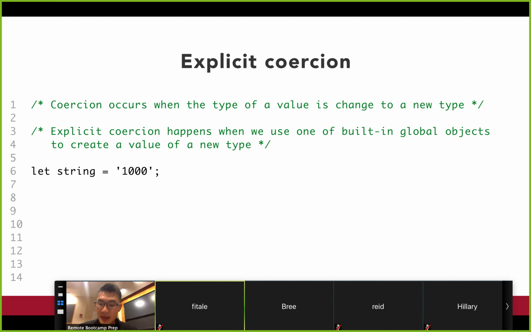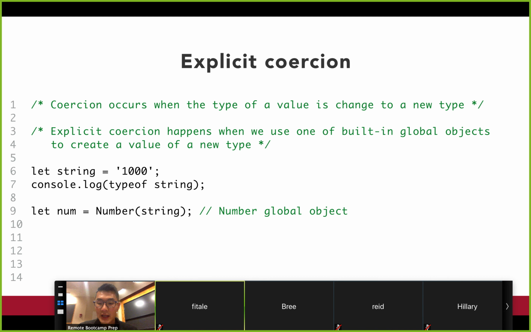Explicit coercion actually happens across any data type that we can imagine, right? So here on line 6, we create a variable called string. It's lowercase, so we're not dealing with classes just yet. And the value of string is not the number 1,000. It's the string with 4 characters. It's a string 1000. Okay. And on line 7, we console log out the type of that variable string. Now on line 9, we create a variable called num, and here we invoke our Number global class, and we pass in the variable string, and we do the same thing as before.